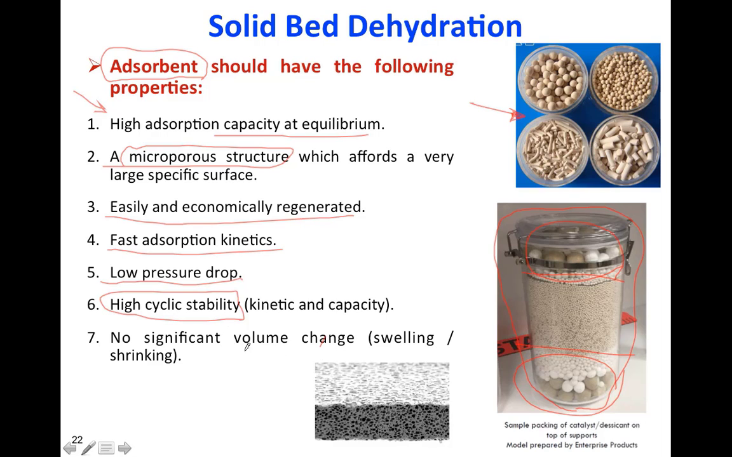And also their structure should be stable. A stable structure means they shouldn't swell or shrink. They shouldn't get bigger or smaller. They should always stay in their stable size, fixed size.